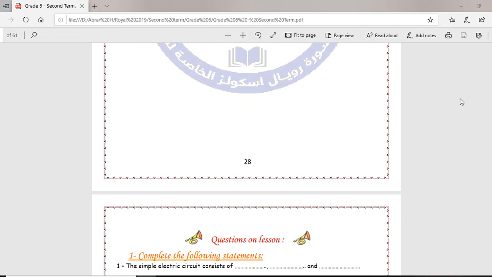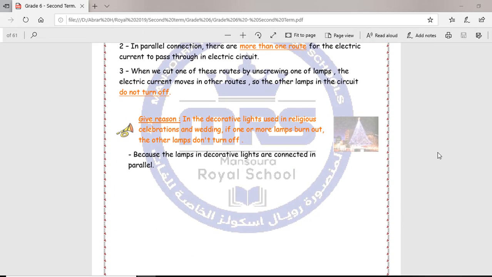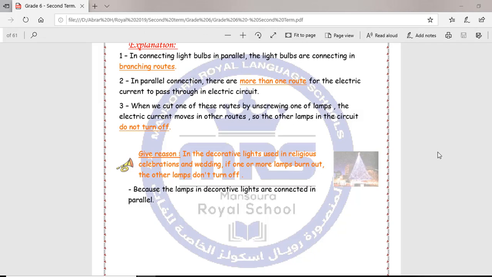So here, in connecting electric lamps in houses, we prefer parallel connection. Why? Because if we unscrew one lamp, or if one lamp is burned out, the others will not be affected. And by increasing the number of the lamps in the house, the light intensity doesn't change.